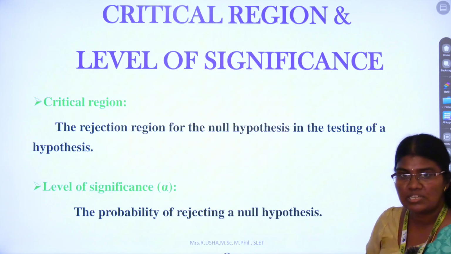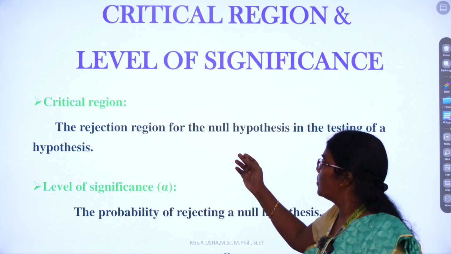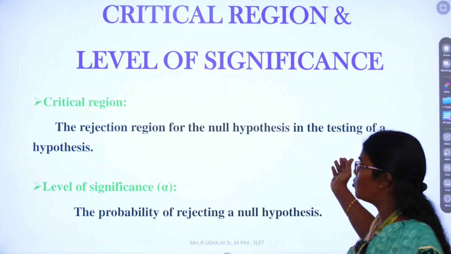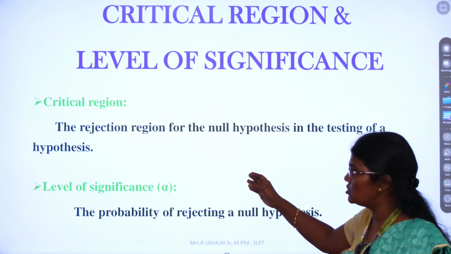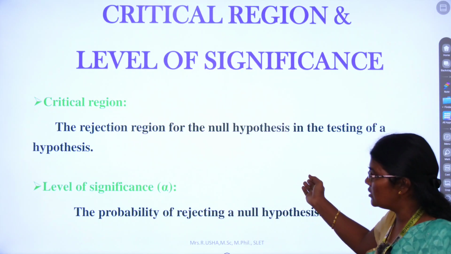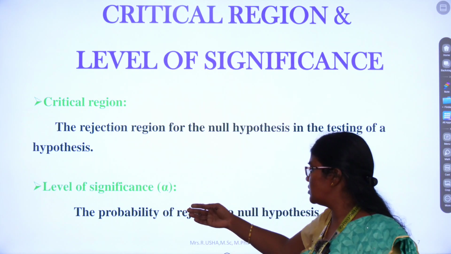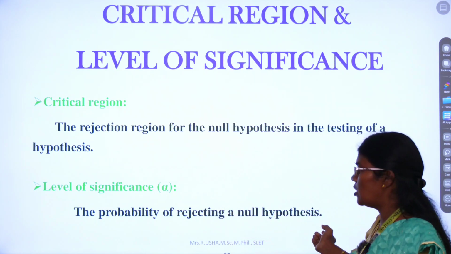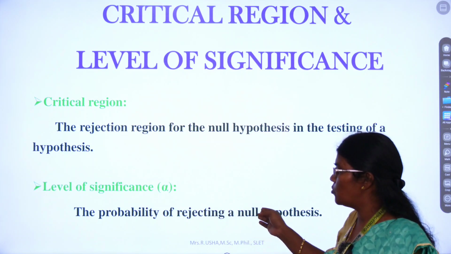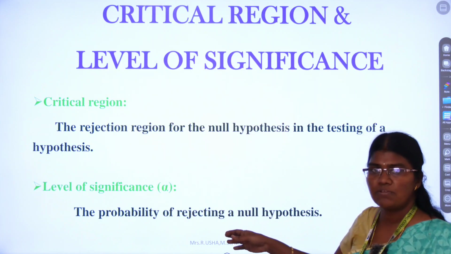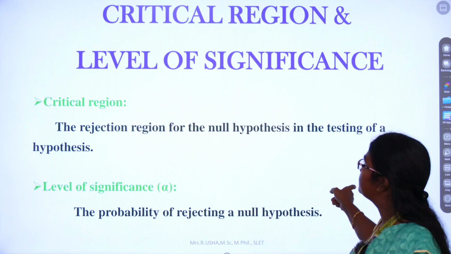Next is critical region and level of significance. Critical region means the rejection region of the null hypothesis in the testing of hypothesis. The rejection region of the null hypothesis is called the critical region. Next, level of significance. It is denoted by alpha, that is, the probability of rejecting a null hypothesis is called the level of significance. Mostly in problems it is given. If it is not given, we assume alpha as 5% or 1%.